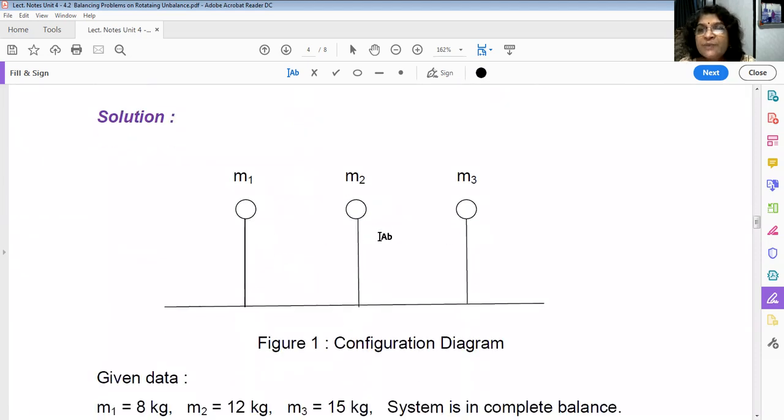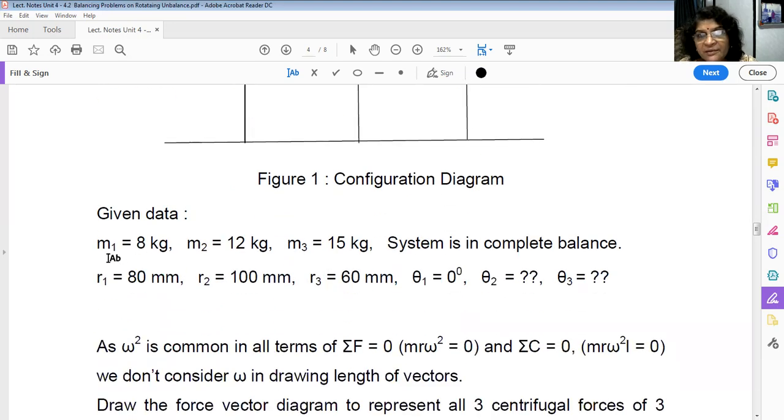Now if you see the side view of this diagram, this is the front view. In the side view, you can see the angular position of the masses. For mass M1, we can take the angular position 0, that means along the positive x-axis. Then with respect to M1, we have to find the angular positions of M2 and M3. So this is the given data. M1, M2, M3 are given. It is given that system is in complete balance. R1, R2, R3 are given, which is nothing but the eccentricity. Theta 1 is 0 degree, we have assumed. And now we have to find out theta 2 and theta 3.